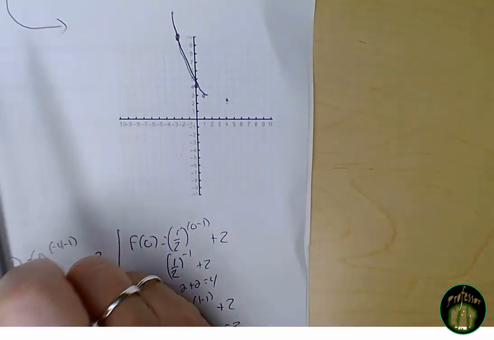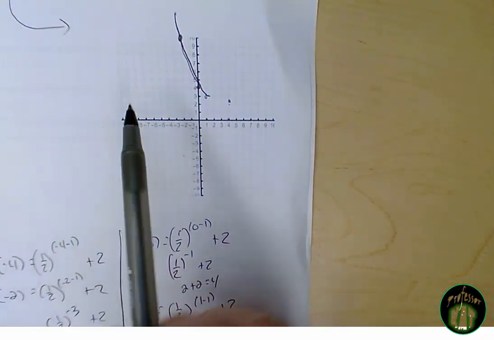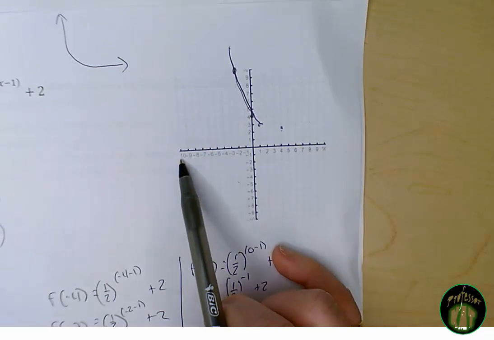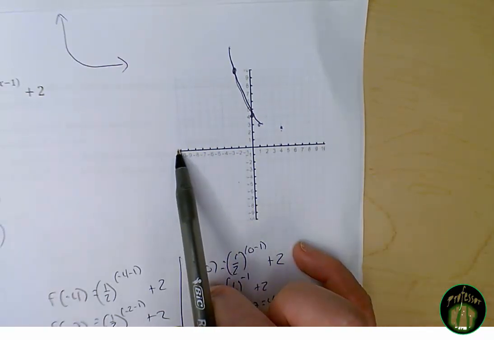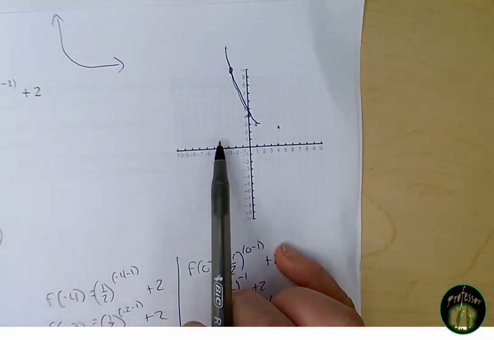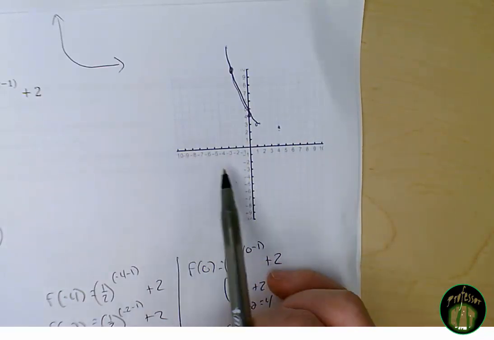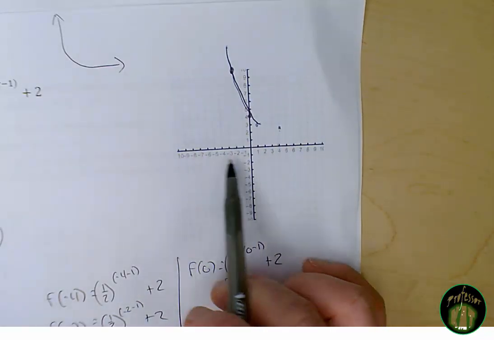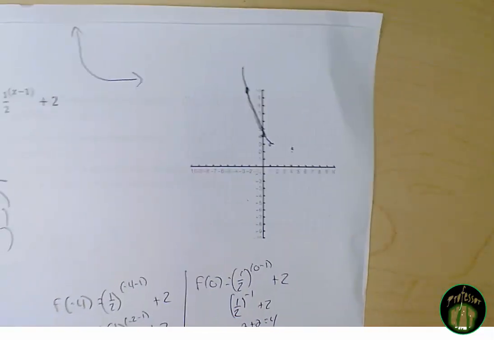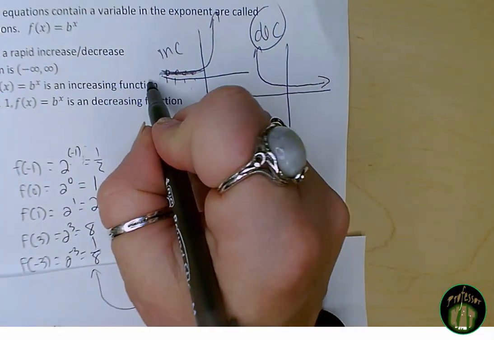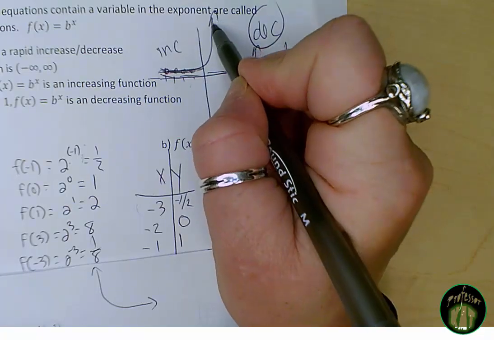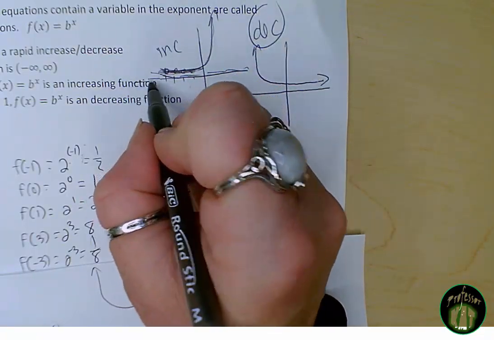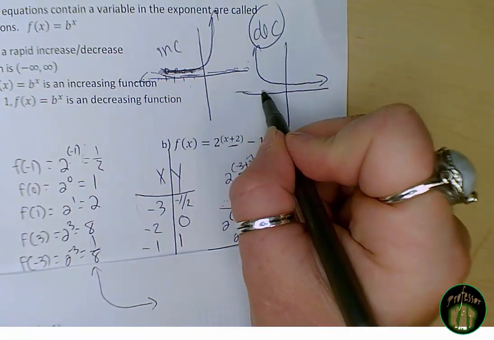And what I know from my graph here is that exponential functions have horizontal asymptotes at the x-axis. So y equals 0 is what your horizontal asymptotes tend to be for these functions. Notice they always hug that x-axis, forever getting close to it, but never intersecting it.